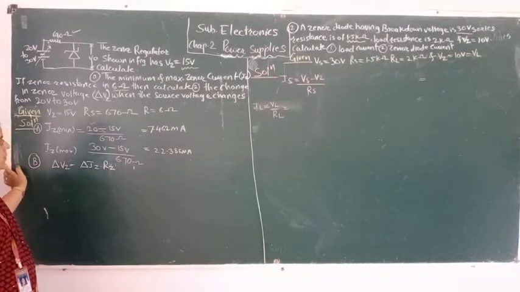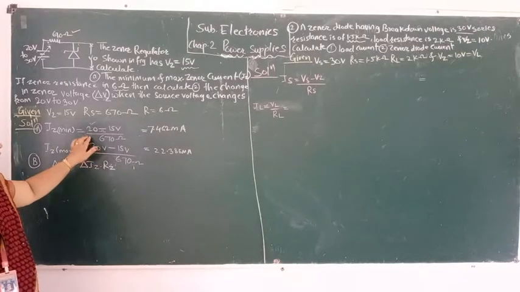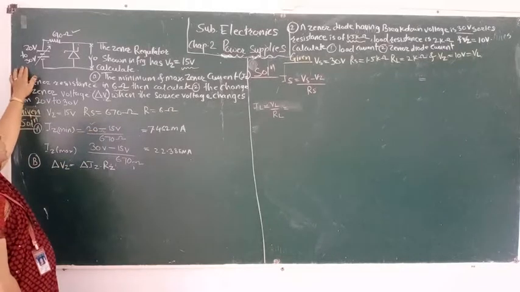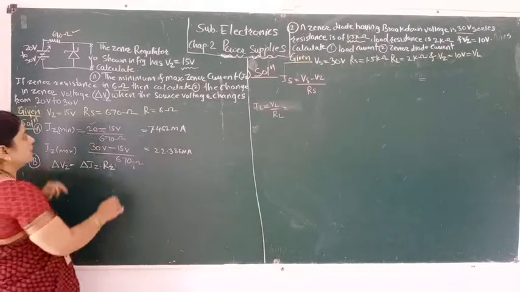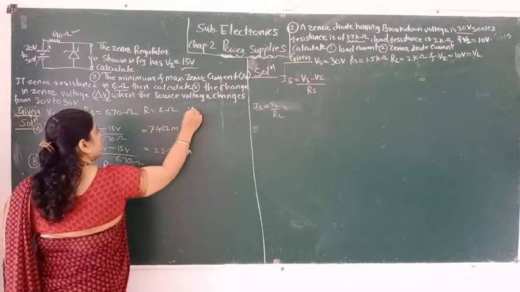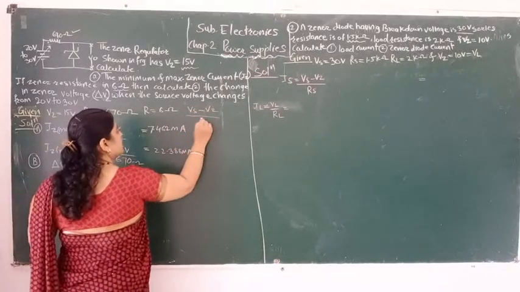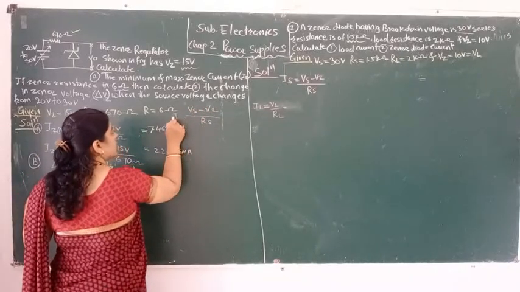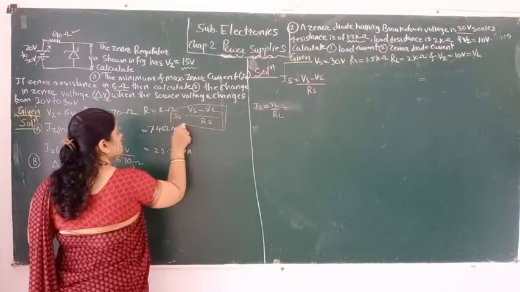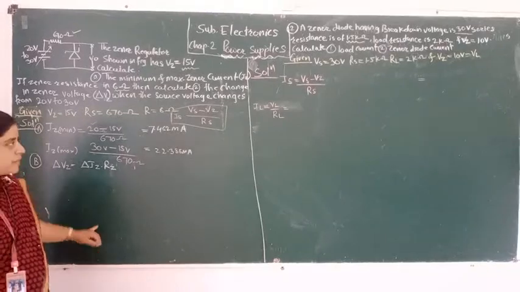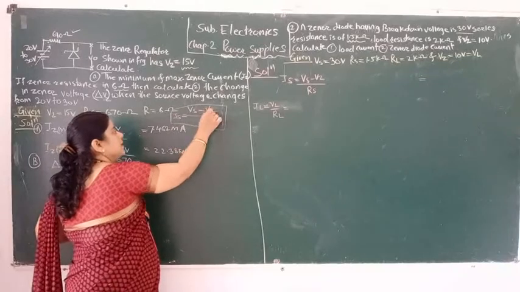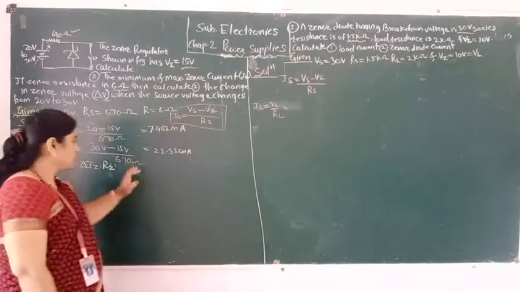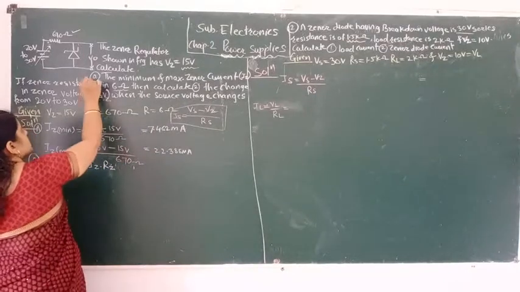22.388 milliampere. So this is Vs minus Vz upon Rs. Vs is the source voltage, Vz is the Zener voltage, divided by Rs. This formula is Vs minus Vz divided by Rs, where Is is the minimum or maximum source current. So the formula is Is equal to Vs minus Vz divided by Rs. This one has been completed.